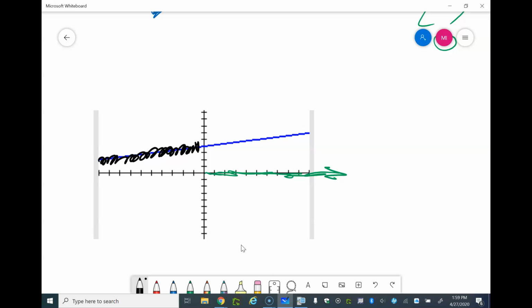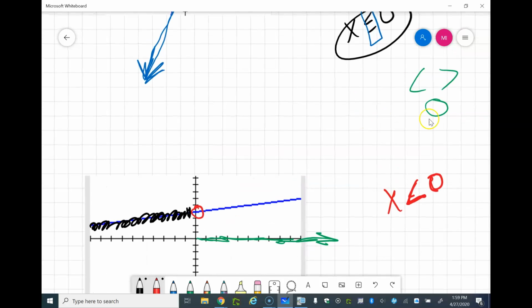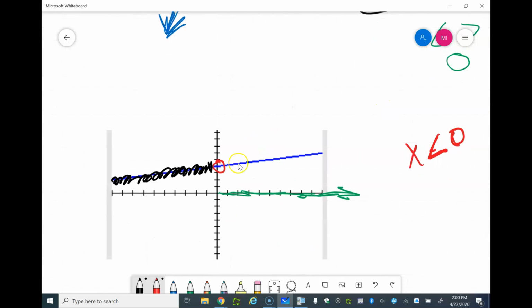And where does it start? It starts right at 0, and this is going to be an open circle because remember, we're looking for x is greater than 0. And remember, less than or greater than gets an open circle. So it's an open circle going in this direction forever.